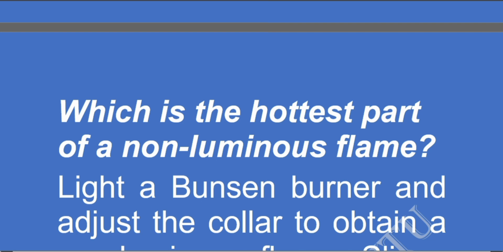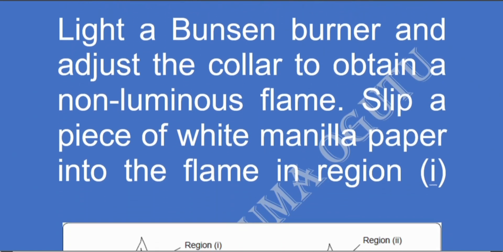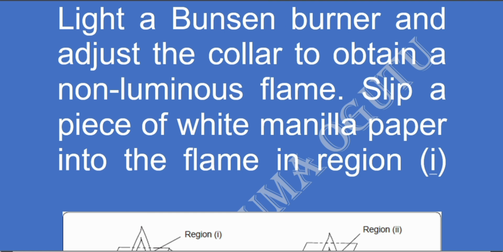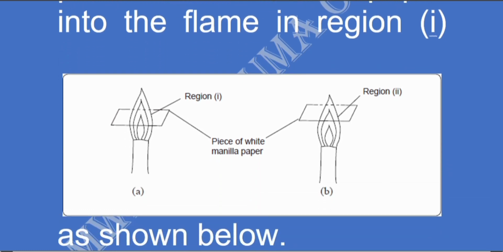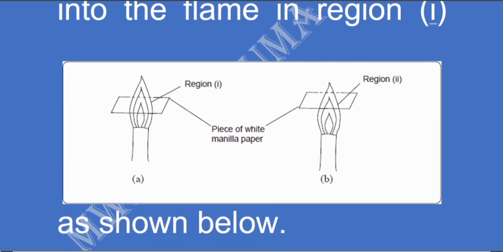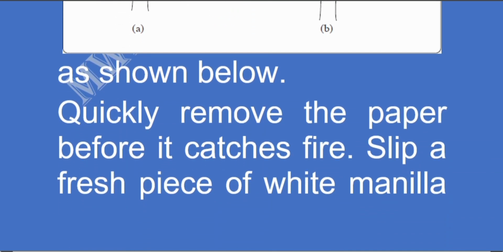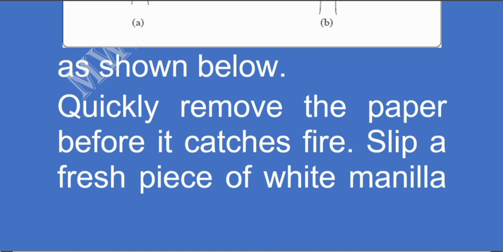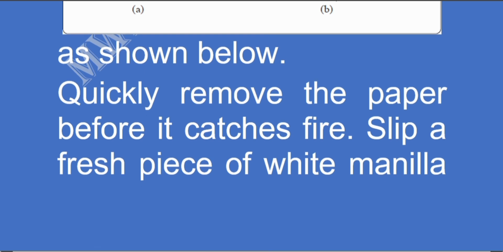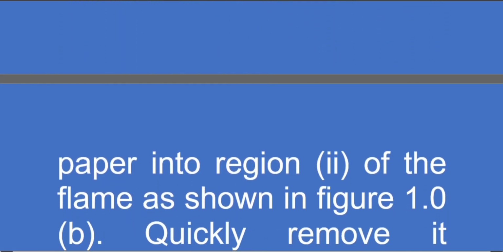We light a Bunsen burner, then adjust the collar to obtain a luminous flame. We slip a piece of white manila paper into the flame in region 1. Now, this is the image of what we are seeing. That's region 1, the piece of paper, then we have region 2. So the result is as here. We quickly remove the paper before it catches fire.